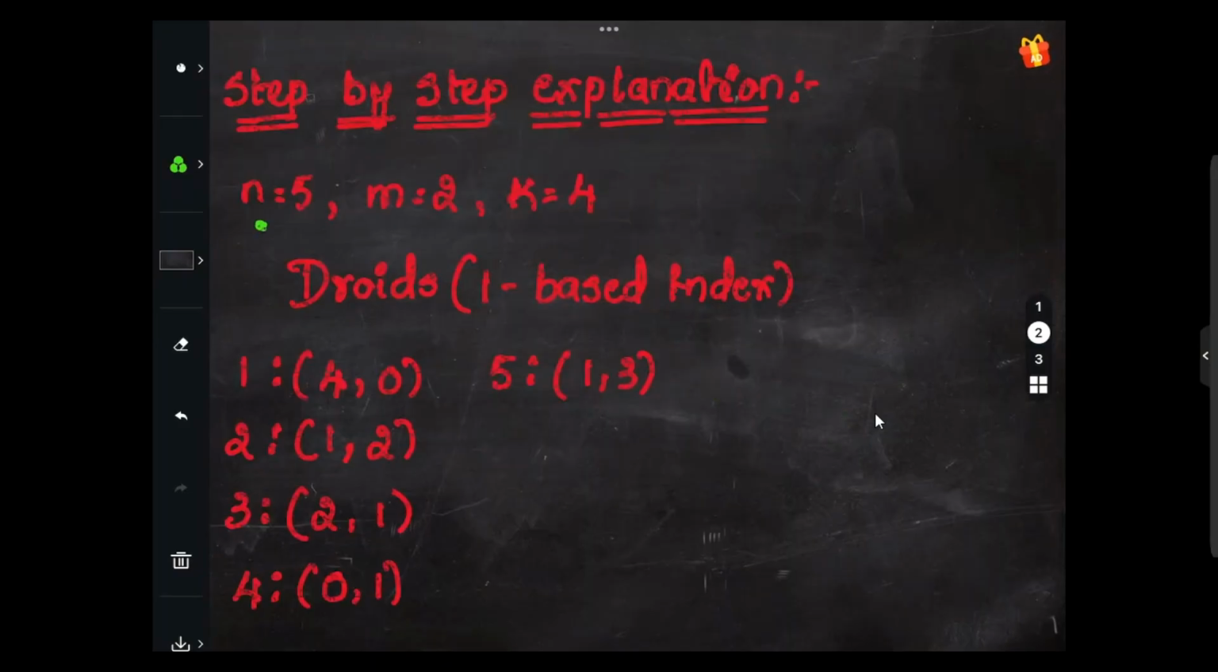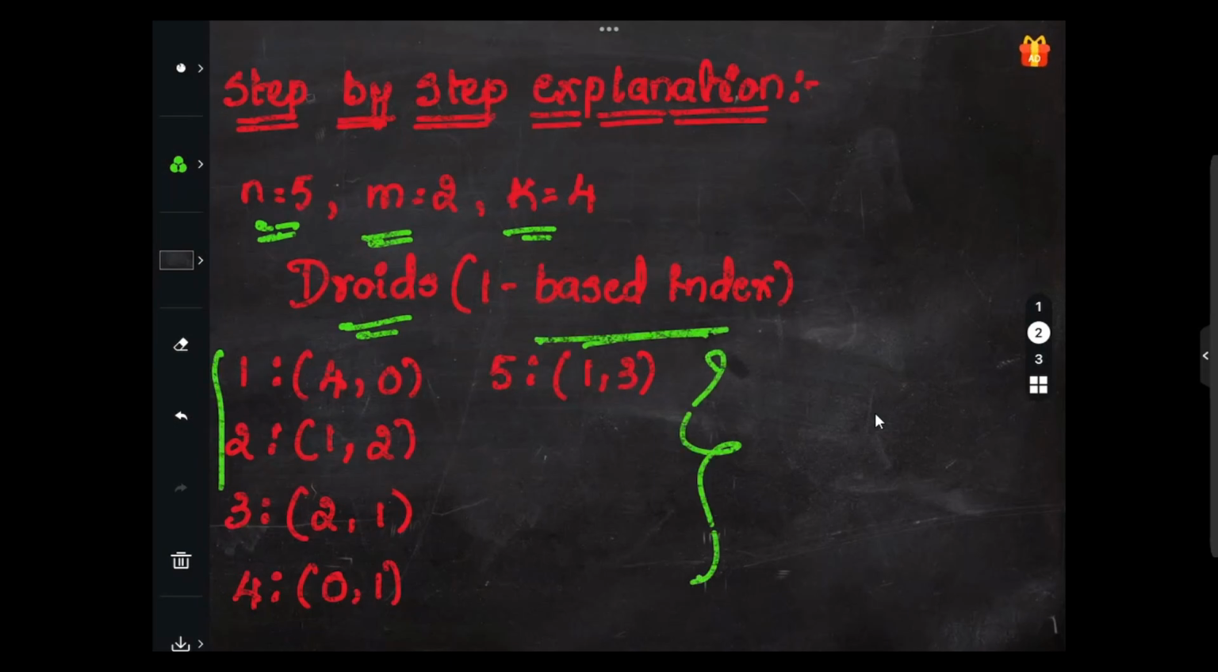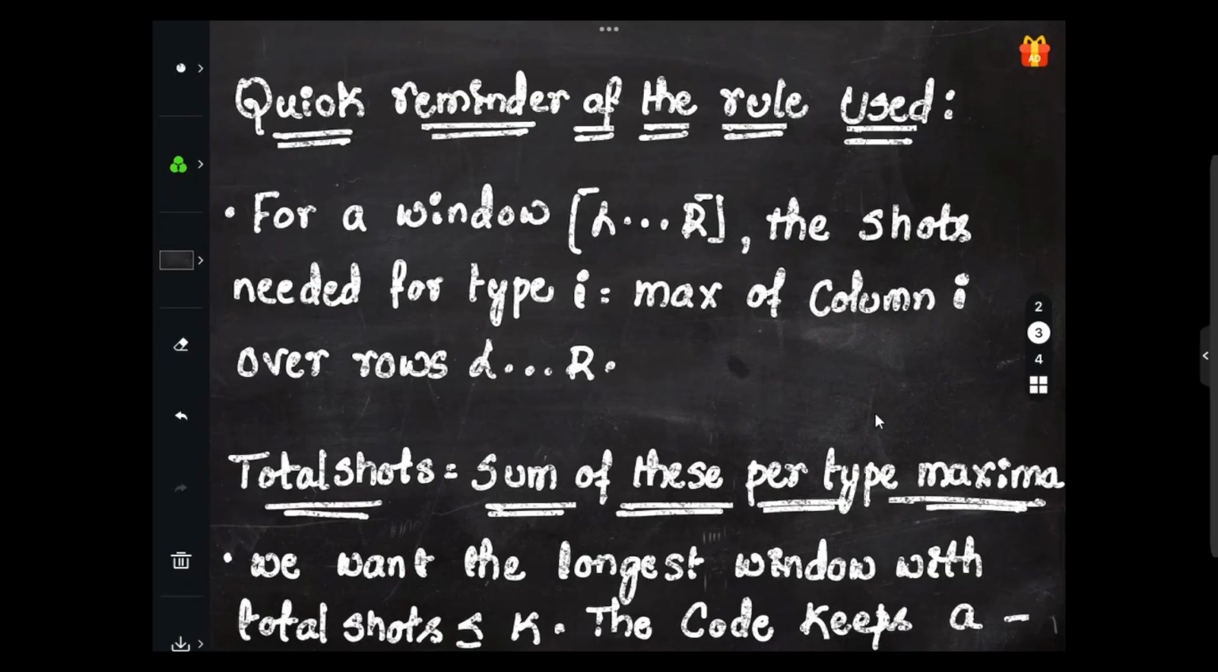So n we have 5, m equals 2, k equals 4. Same thing, droids are one-based indexed, so as I have said, one-based indexing. This is mapped to index 1, this is mapped to index 2, this one, 2 comma 1, is mapped to index 3, 0 comma 1 is mapped to 4, and 1 comma 3 is mapped to 5. So this is fine.